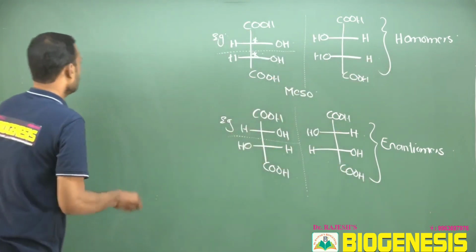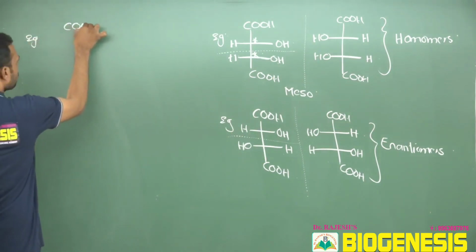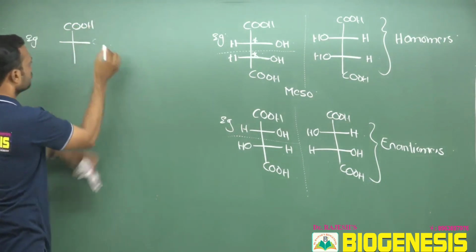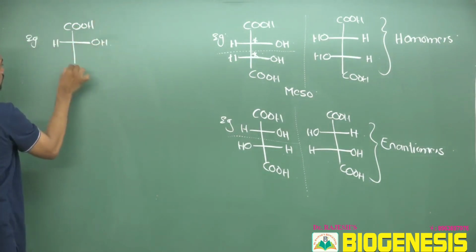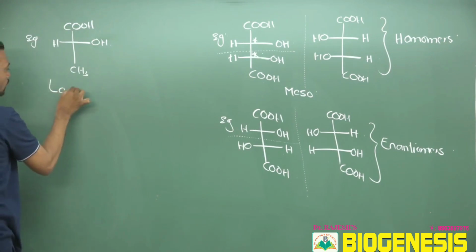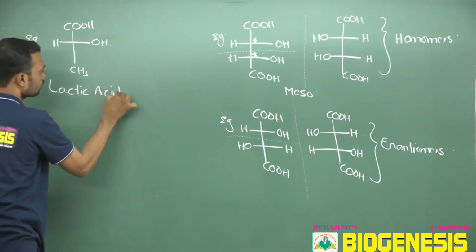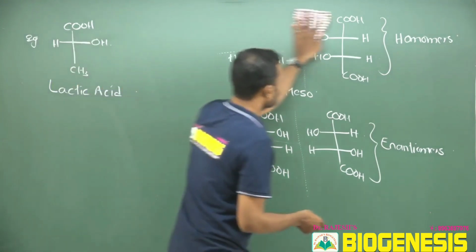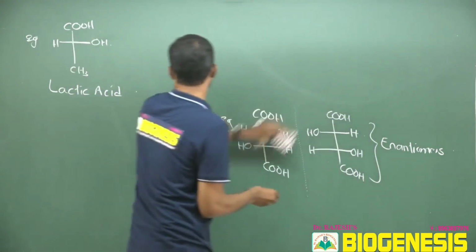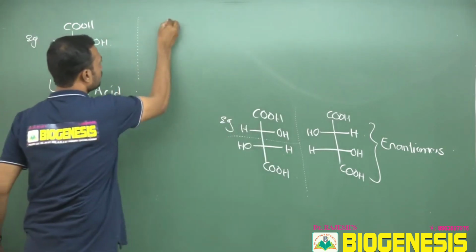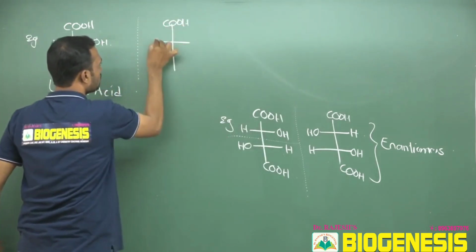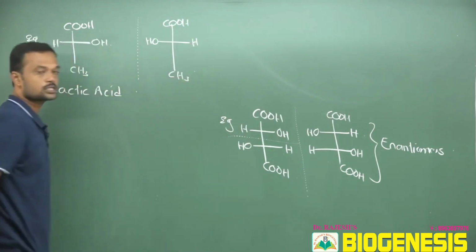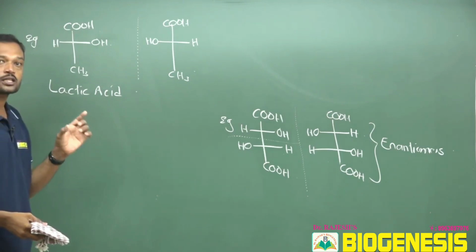And one more. Okay, I am taking a different molecule. See, this is carboxylic acid and this is OH. Hydrogen, and now this is CH3. This is called lactic acid. Okay, how to identify an enantiomer? See, if you take this molecule and write its image, lactic acid image I am writing, I am saying it is an enantiomer. Why? Because for one chiral center, the mirror image is enantiomeric in nature.